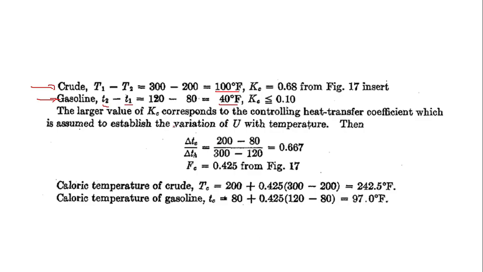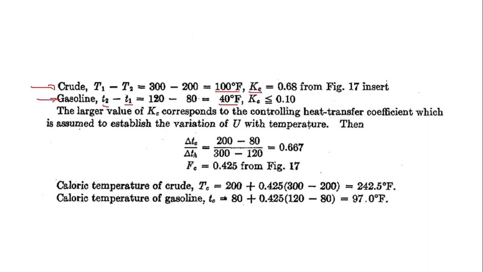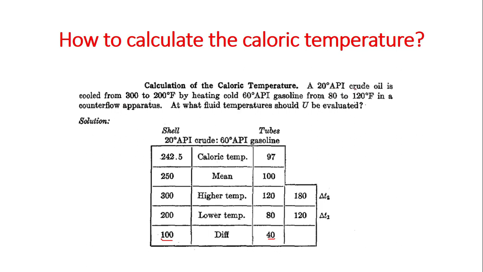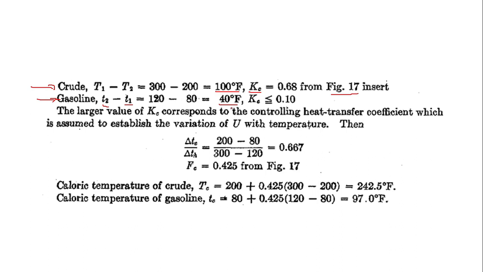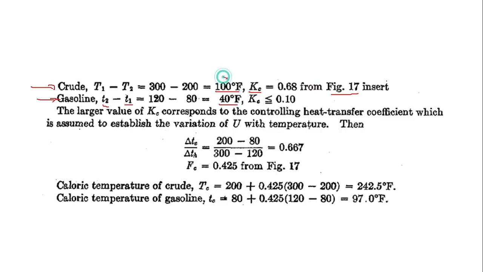It is the same. So we have to determine the value of Kc, the caloric fraction, from figure number 17, right? This is first for the crude oil. For the crude oil, we will determine the value of Kc from figure 17. Let's look at the crude oil, which has the API gravity of 20 and the temperature difference of 100. These are the two things you need to keep in mind when you go to the graph: the API gravity, which is 20, and the temperature difference.